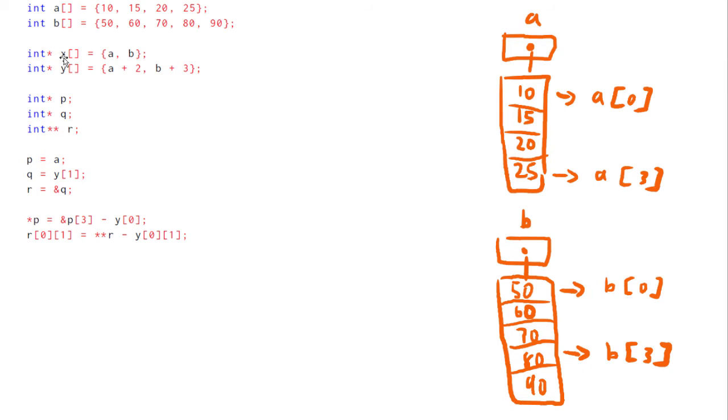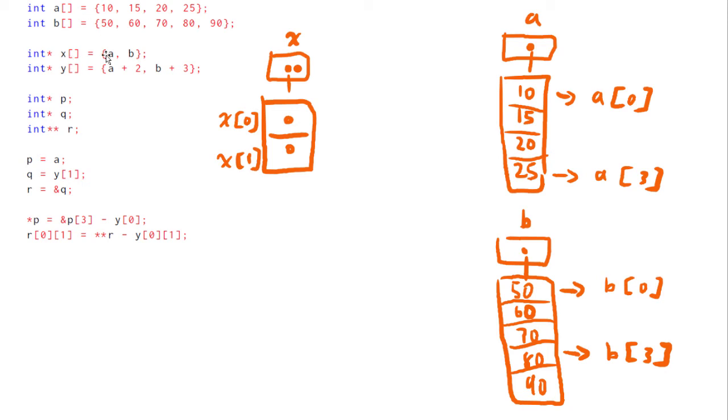So let's jump to the example. Let's say we have an X array, an integer pointer array. What does this mean? This means we have a pointer X. This pointer X is going to hold another 2 pointers. This pointer is pointing at A, and this pointer is pointing at B. So respectively, X0 is A, X1 is B. So this is X0 and then this is X1.